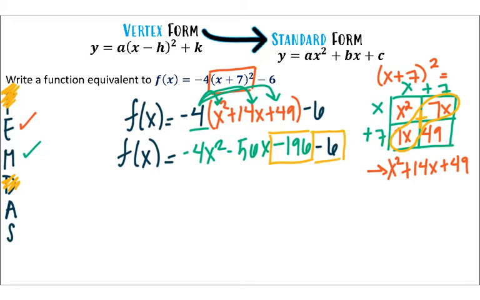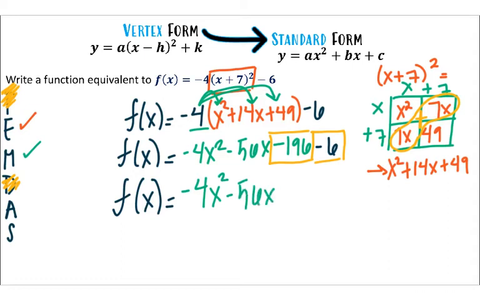So when we write out our final answer, we have f of x is equal to the negative 4x squared, nothing to change there. The negative 56x, there's nothing to change there. Combining negative 196 minus 6 should give us a negative 202. So here we have our final equation. I'll write it all in one color. F of x is equal to... And you can change this f of x to y if you feel more comfortable. Remember our lesson on function notation. They are the same.